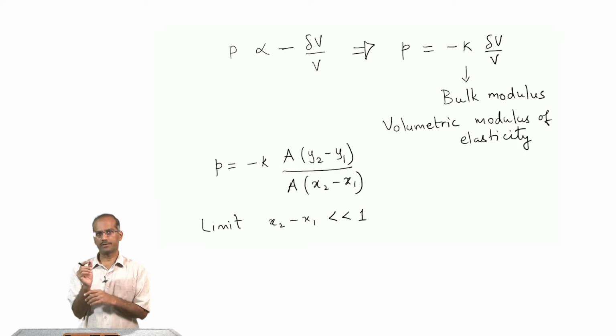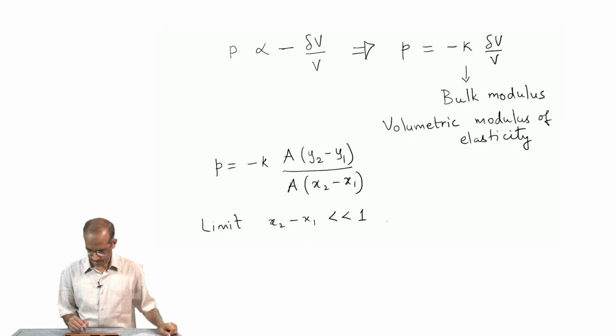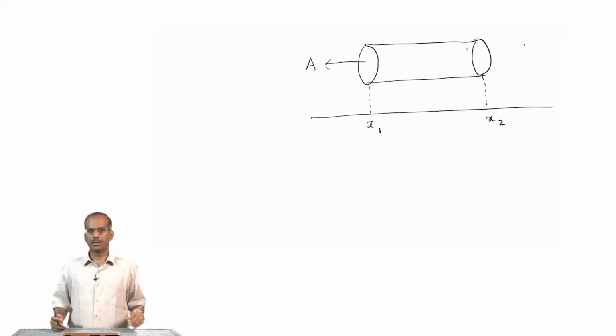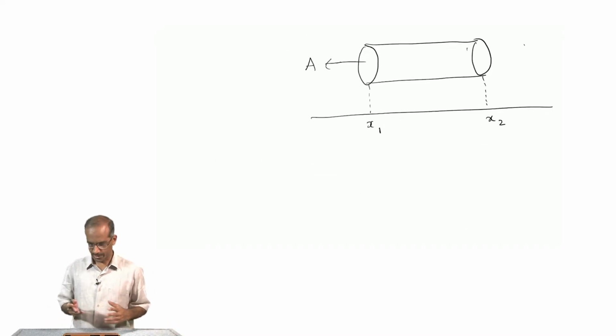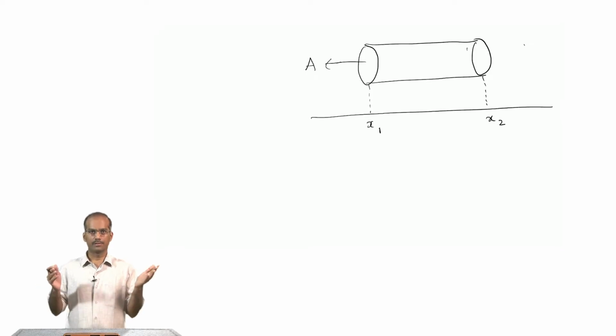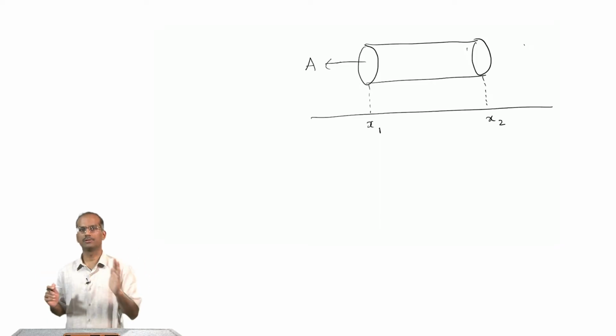So, that means that the parcel of air that we are considering for our analysis is infinitesimally small. In that limit, this P will be equal to minus k into ∂y/∂x. So, what we have here is an equation that relates pressure changes to the gradient of the displacement. Now, if you go back to the figure that we had started with, this parcel of air which was in equilibrium was displaced, because obviously there is a net force acting on this parcel of air that pushed it to one side.